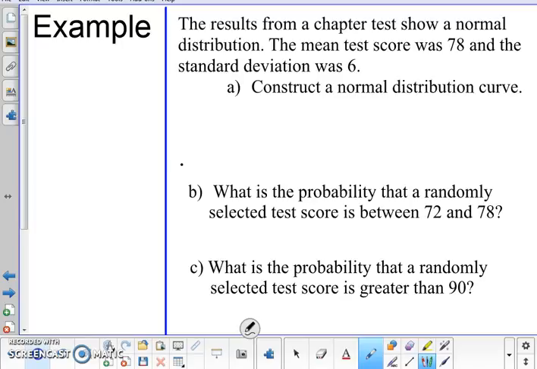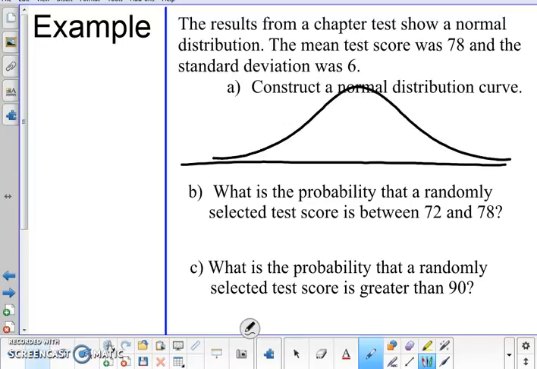So the first thing that we need to do is draw our horizontal axis, and then create a nice even normal distribution curve. Okay, and then we'll start right in the middle. Our mean would be 78. We can draw a little dotted line there. And then our standard deviation is 6, and that is how much we're going to be adding on.